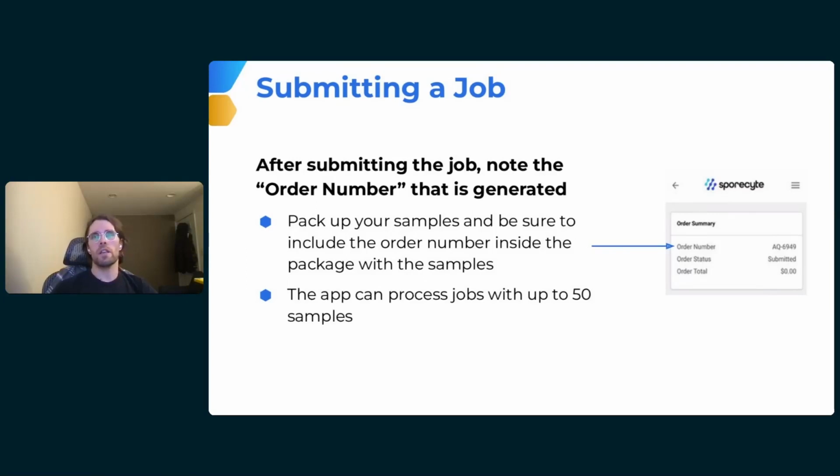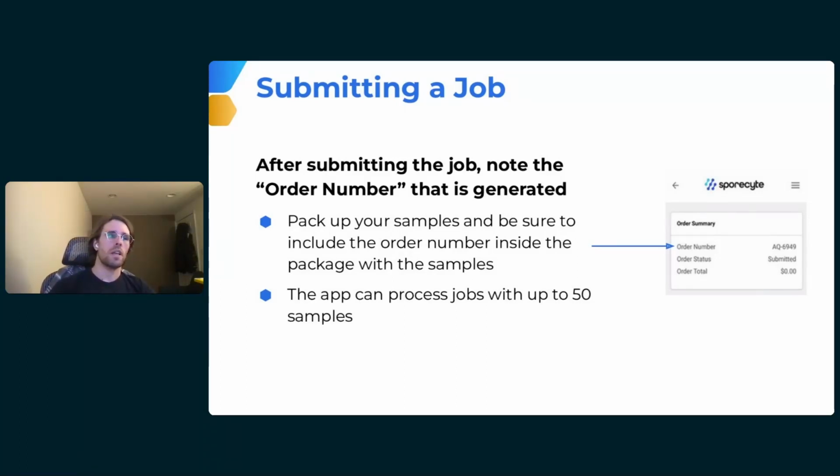Now, the most important thing here is the order number. This is the identifier for your job. This is unique to that specific job. And when you pack up those samples to send in to us at the lab, all you need to do is include that order number with the samples. There's a number of ways you can do this. You can jot it down on a slip of paper and put it in the package with the samples. You can write it on the actual cassettes if you'd like. You could write AQ6949 in this example on the cassettes themselves.